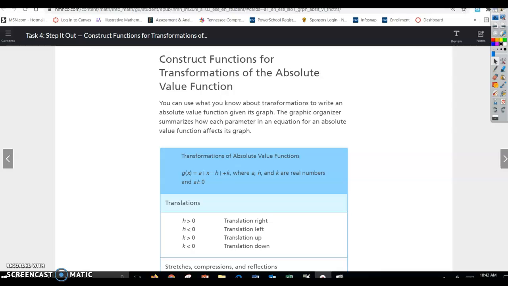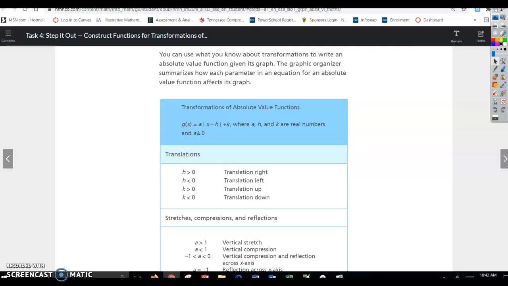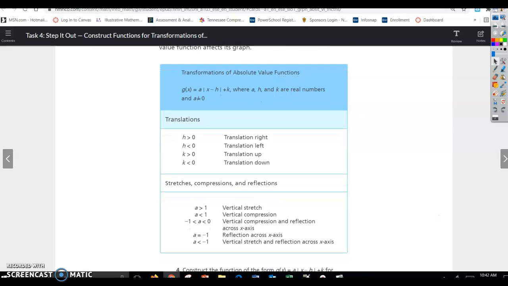The graphic organizer summarizes how each parameter in an equation for an absolute value function affects its graph. All right, so we looked at some transformations before, and this should look very similar. So transformations of absolute value functions: g of x equals a times the absolute value of x minus h plus k, where a, h, and k are real numbers. a is not equal to 0.